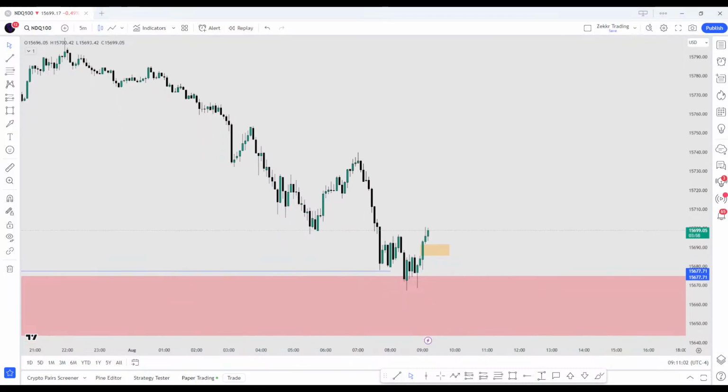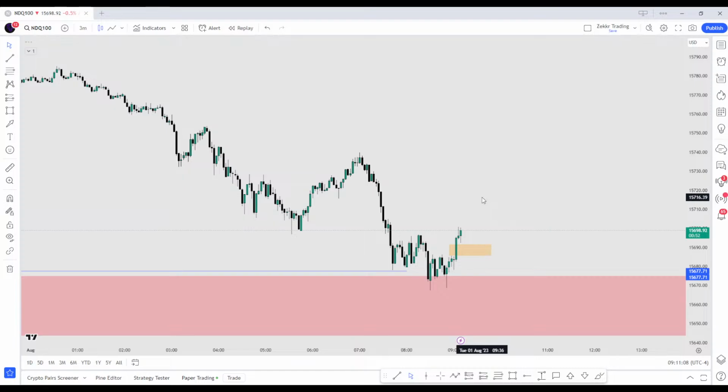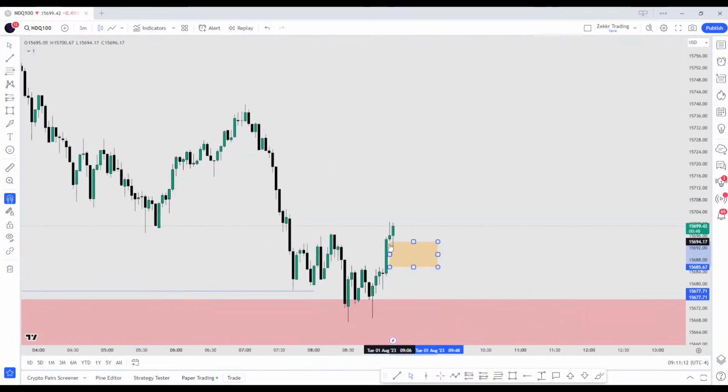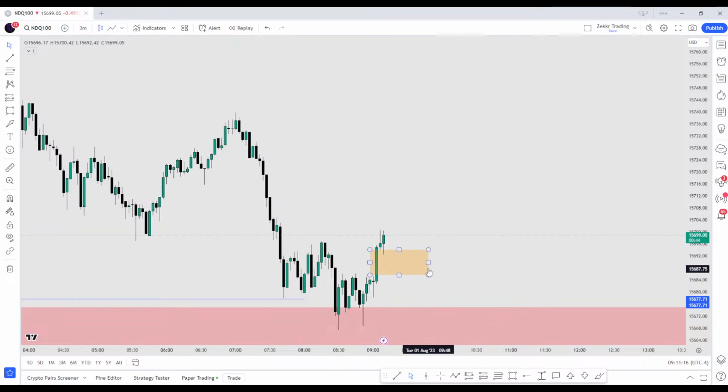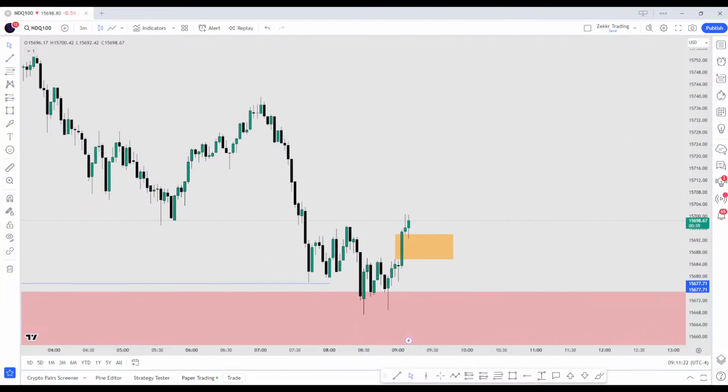It certainly is displacement, but I want to see it go. Yeah, we did tap into the 3-minute fair value gap. I missed, but I wouldn't trade this anyways, as I said, because I'm focusing more on SPX.